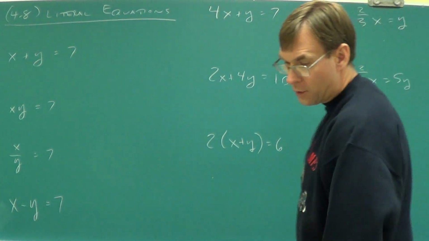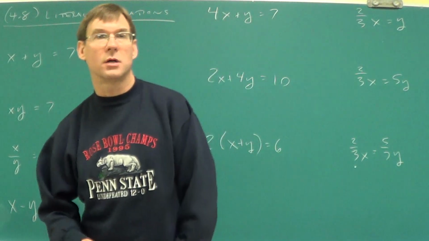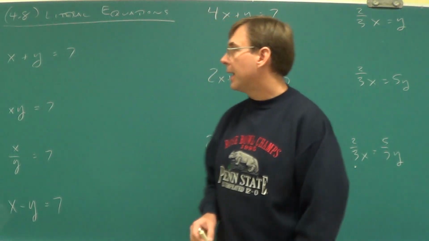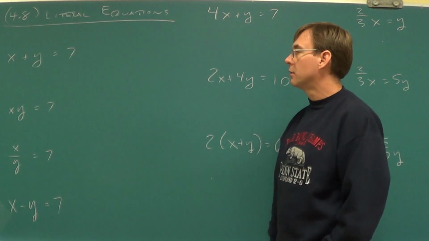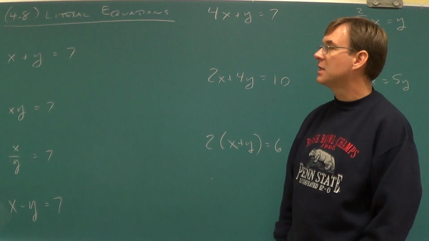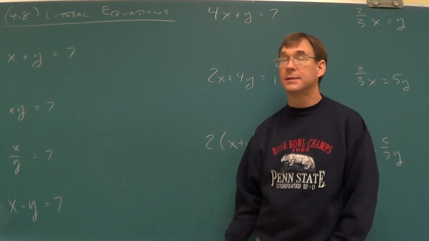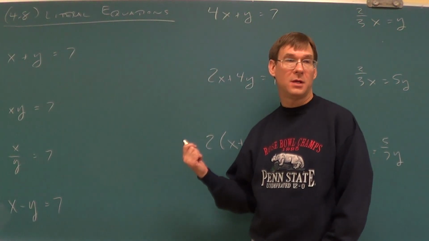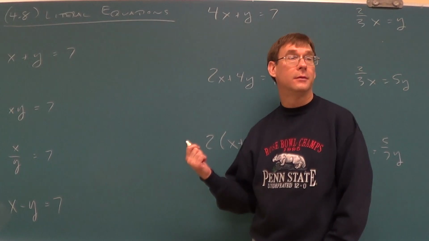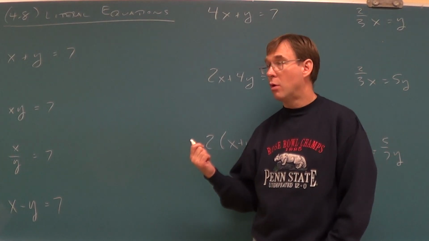Okay, so 4-8 is where we are. So what's up with these? This is a thing that our book calls literal equations. I've seen other books call these other things. What's different about these when we look around our board? There's two variables or more.